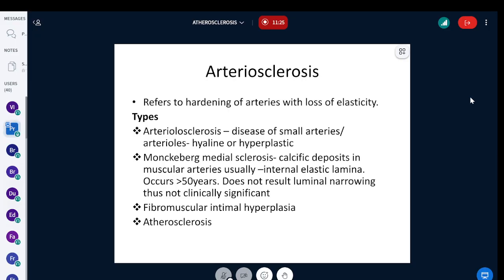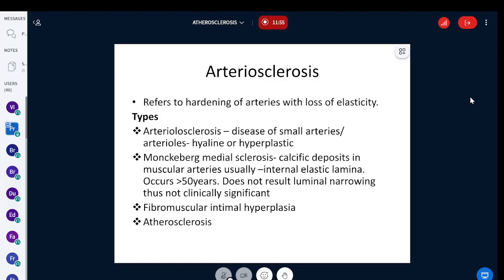arteriolosclerosis, and this is usually a disease of small arteries and arterioles. And there are two types of this arteriolosclerosis. It can be hyaline or it can be hyperplastic arteriolosclerosis. We're going to discuss this. There's also another type of arteriosclerosis. So note the difference. Arteriosclerosis, arteriolosclerosis. Then we have Mönckeberg medial sclerosis.